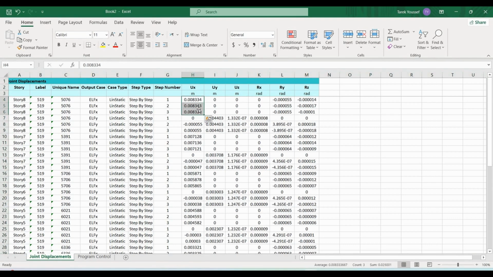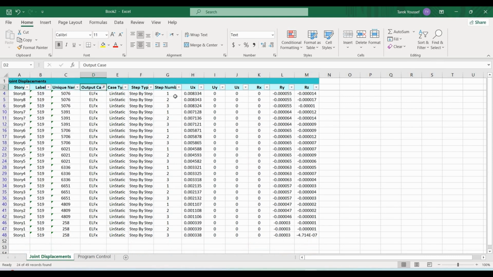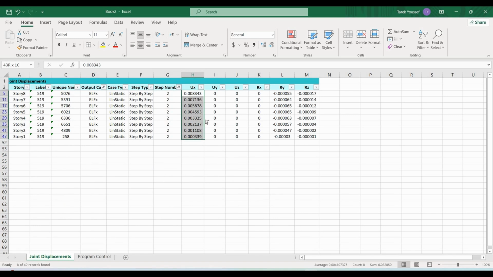And as shown here, the displacements are not the same. Hence, we need to use the step number which leads to the highest displacement. Then let's filter first the results, and for the ELF in the X direction, by checking it, we can see that the step number 2 will lead to the highest value of displacements. Then I will choose step number 2, and we need to copy those results to our Excel sheet.